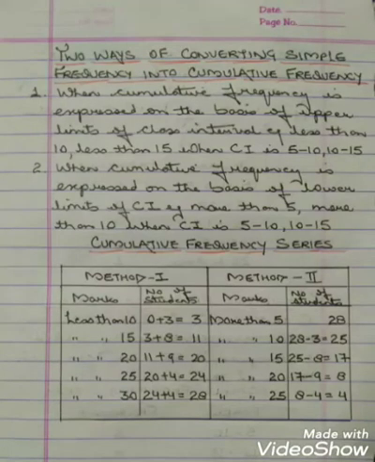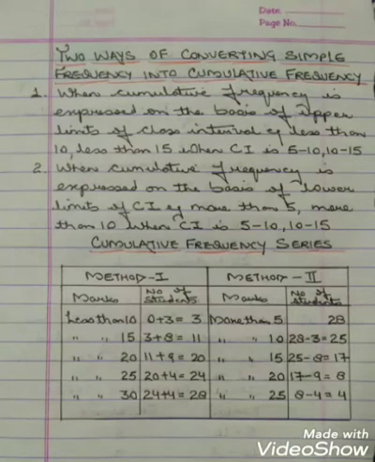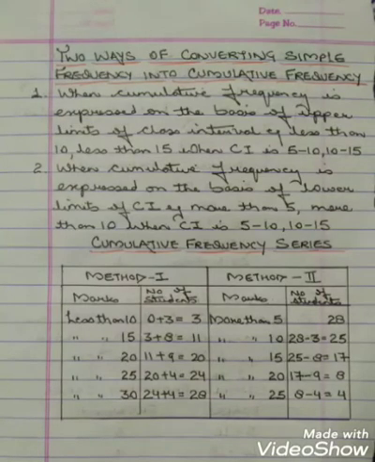Now the thing comes to more than. In the condition of more than 5, what we do is carry forward this 28, and then we deduct from here. More than 5, then more than 10 is 28 minus 3, because the frequency of more than 5 is 3, that comes to 25.